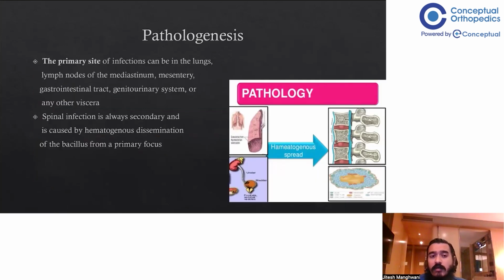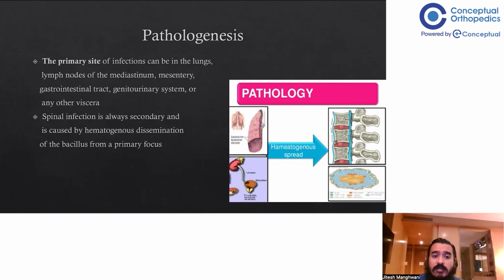The primary site of the infection most commonly is the lungs, lymph node of the mediastinum, mesentery, GI tract, genitourinary system, or any other viscera. So these are the most common sites from where the infection happens. However, the most common is the lungs, and it most commonly comes from the lungs only.